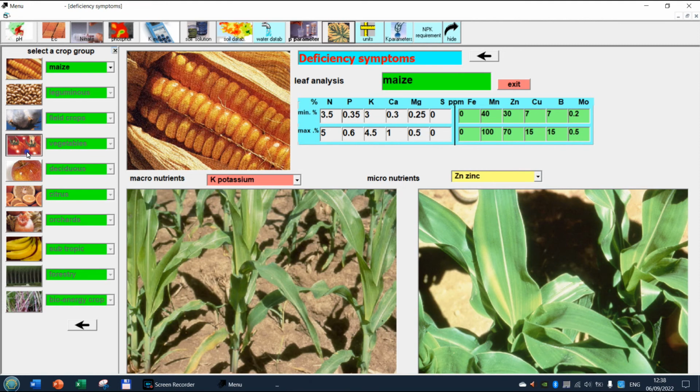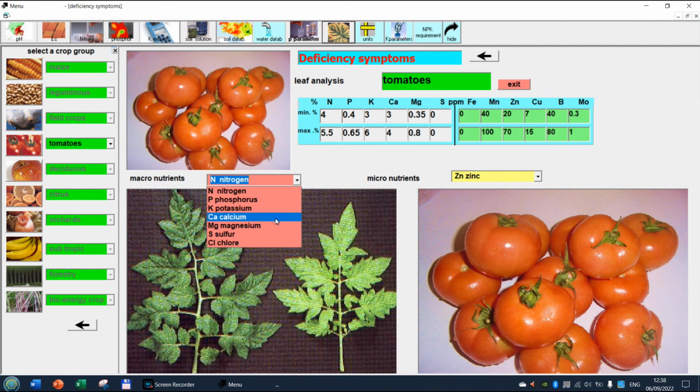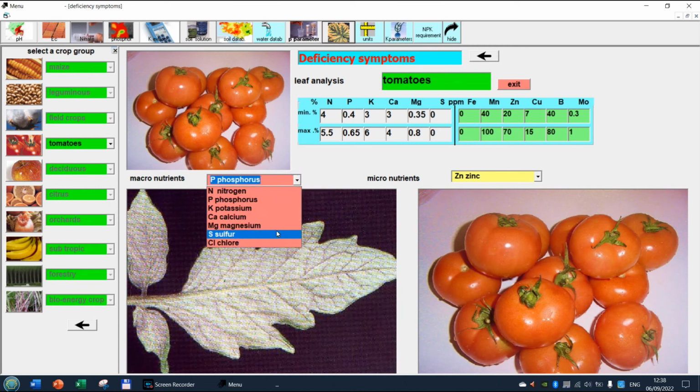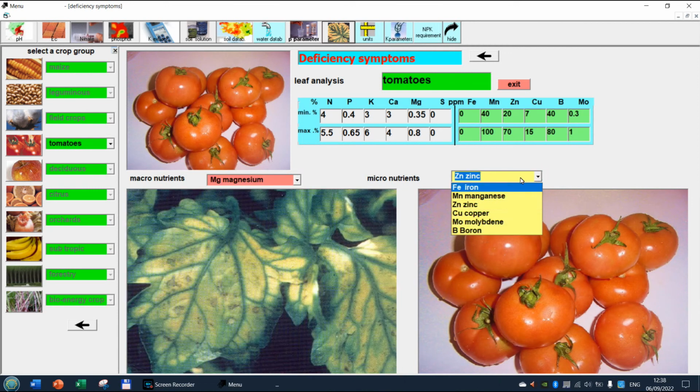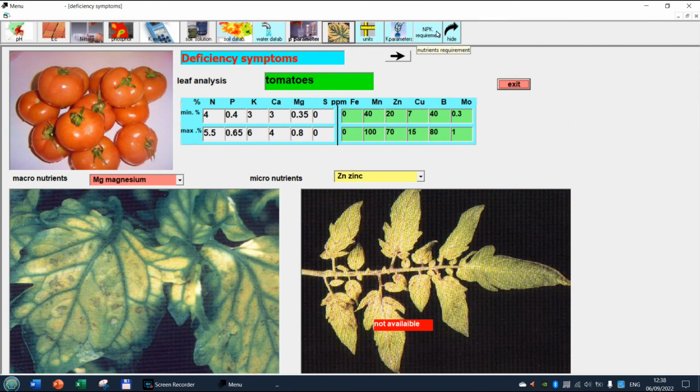And for all the other crops, we have also the same database of pictures. For instance, for tomato, how is looking deficiency of nitrogen, of calcium, of phosphorus, of magnesium, how the iron is looking, and so on. So we have a very wide range of tools to detect and recognize the deficiency symptom in a long list of crops.